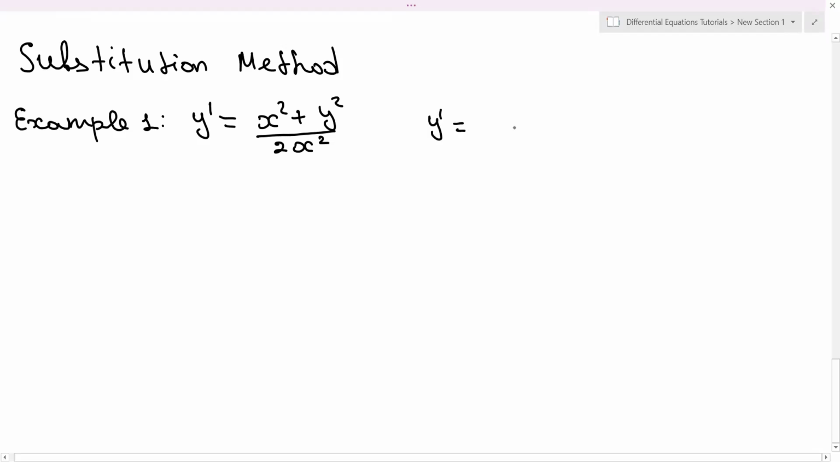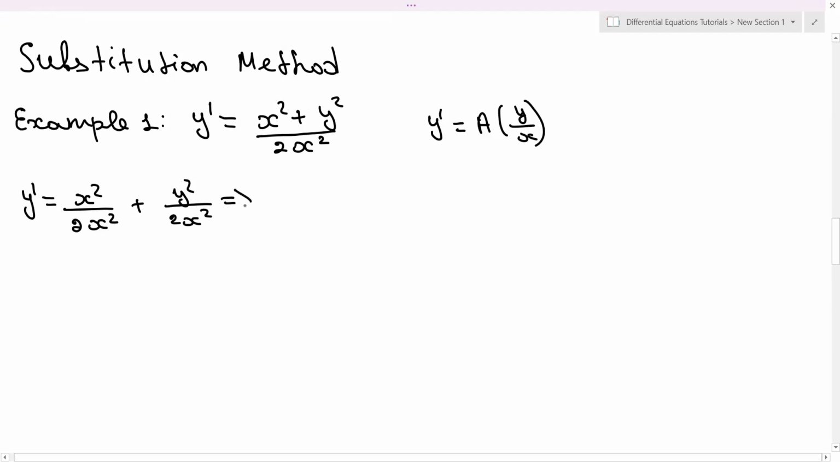We should write y prime as some function of y over x. So we should write this equation in this form. We write y prime is equal to x squared over 2x squared plus y squared over 2x squared. If we simplify, the x squared cancel each other, so we have 1 over 2 plus 1 over 2 times (y over x) squared. As you can see, we can get this form.